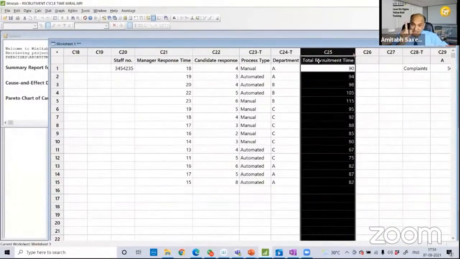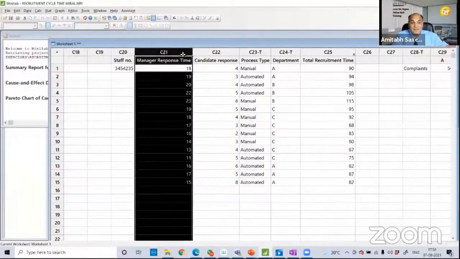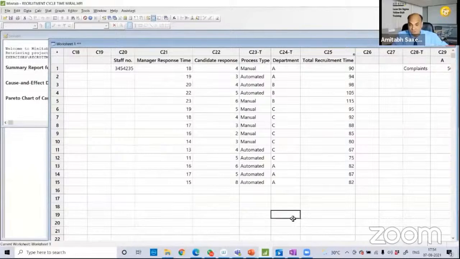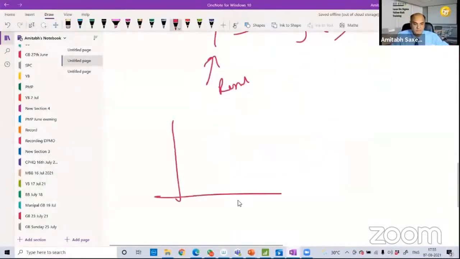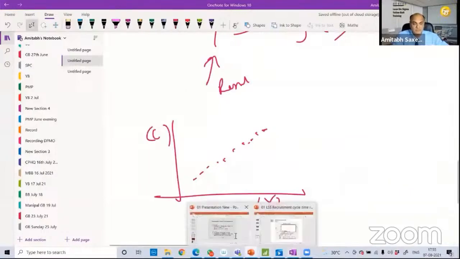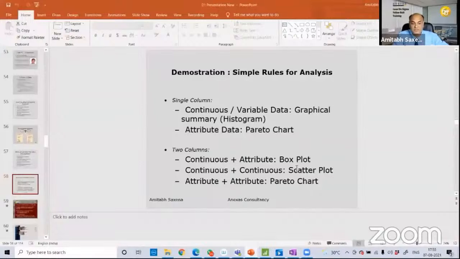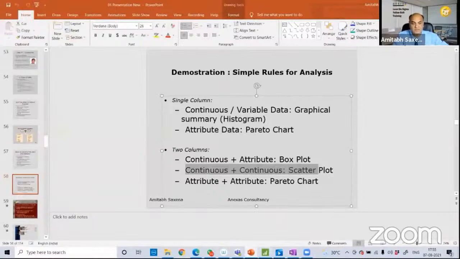This is my why. Total recruitment time is Y, the output. Is it impacted by the X factor, like manager's response time? When both the data are continuous data, I will use a scatter plot. Both are continuous. Continuous and continuous, scatter plot. Let us do that.